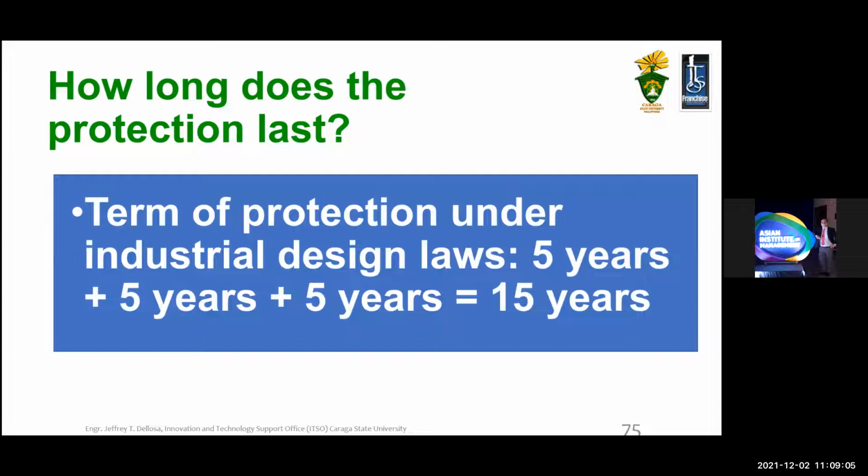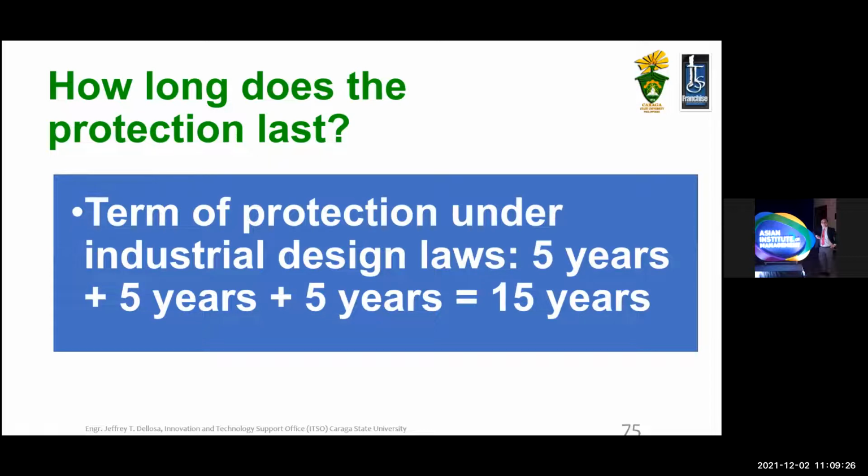So, basically, we have 15 years in total. Perhaps during that time, you will be able to recoup your investment, your hard work, the time you spent, the money you invested to develop the product. And so you will be able to get a return of your investment already by this time. All right. So that's industrial design.